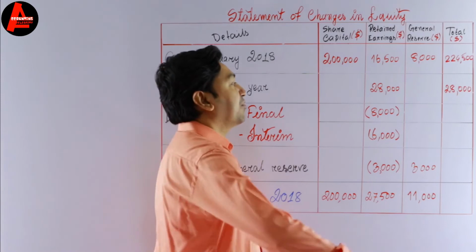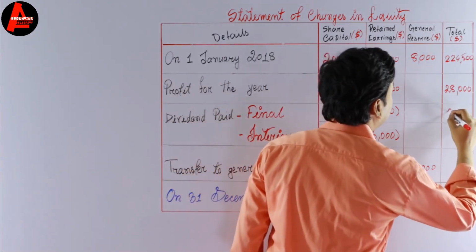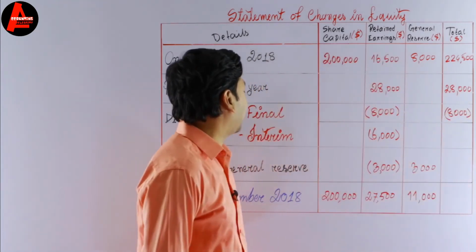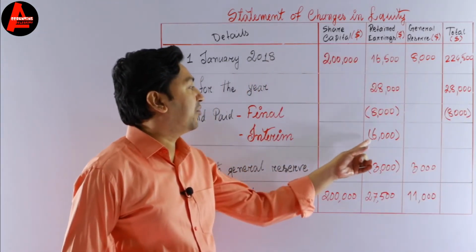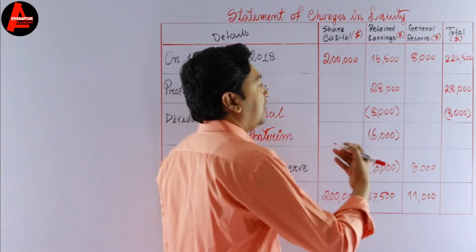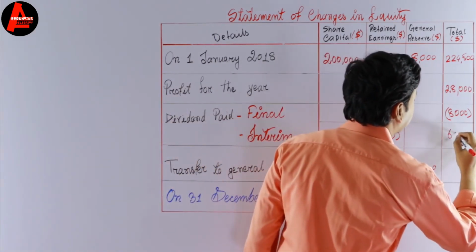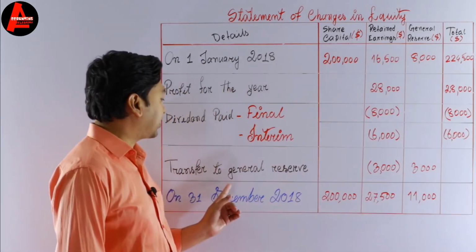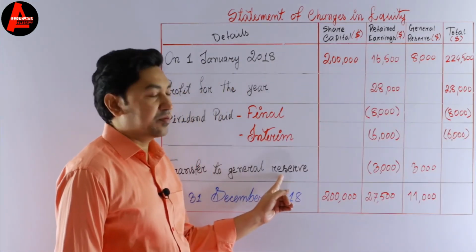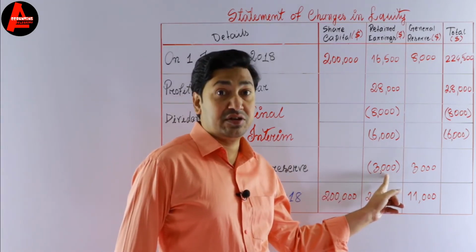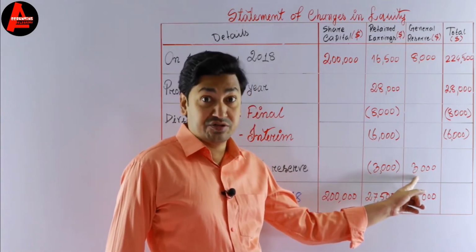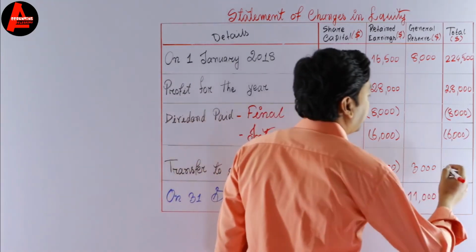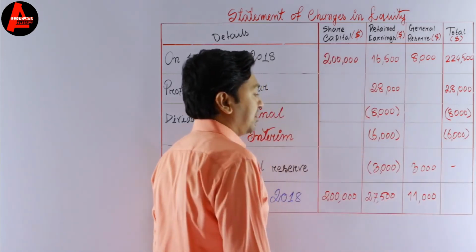Okay, then here dividend paid, final dividend, it is $8,000, negative figure. Okay, so we have to subtract this amount here on the totals column, so it is in brackets. Okay, then again we have here interim dividend, negative figure, $6,000. So we have to write here $6,000 in brackets, means minus. Okay, very good. Next we have here transfer to general reserve. So we have here minus $3,000. Here we have plus $3,000. So plus minus here 0. So nothing will be left. It is 0 here. Okay, very good.